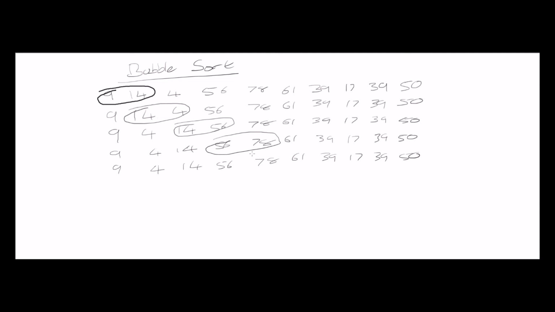And then we do our next comparison, 78 and 61. Now for this one you can see that 78 is bigger than 61. So I'm going to do 9, 4, 14, 56, and then 61, because we swap these ones around, then 78, 39, 17, 39, 50. Then we're comparing 78 and 39.